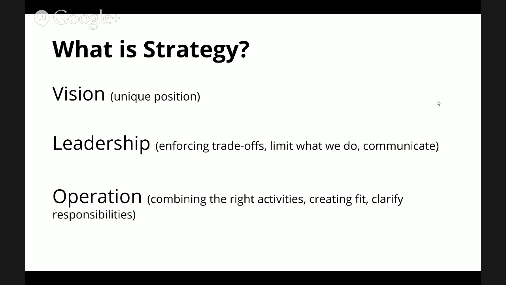The most important piece actually is the operations, the day-to-day activities that we as an organization implement and how we do them and how do we combine them and who's responsible for what, and the clarity of those responsibilities are really valuable. Without that, we cannot get to the destination.